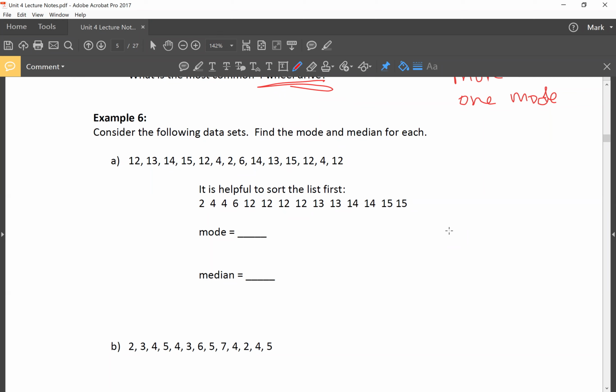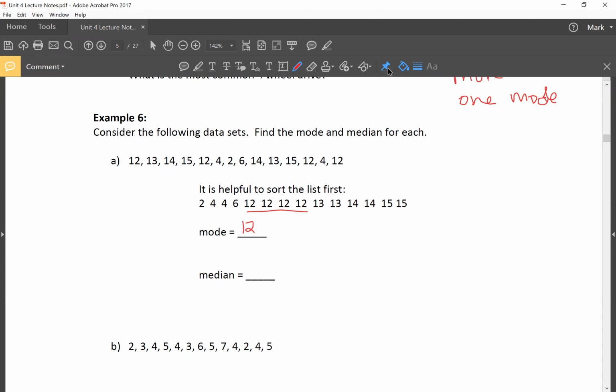Now, you don't have to do this for the mode, but it is helpful to sort the list. The first thing I recommend if you get a question like this is put the list in order. I'm an ascending order type of person, and let's see which number appears the most. So I have 2 4s. I have 1, 2, 3, 4 12s. Since I have 12 four times, that's going to be my mode.